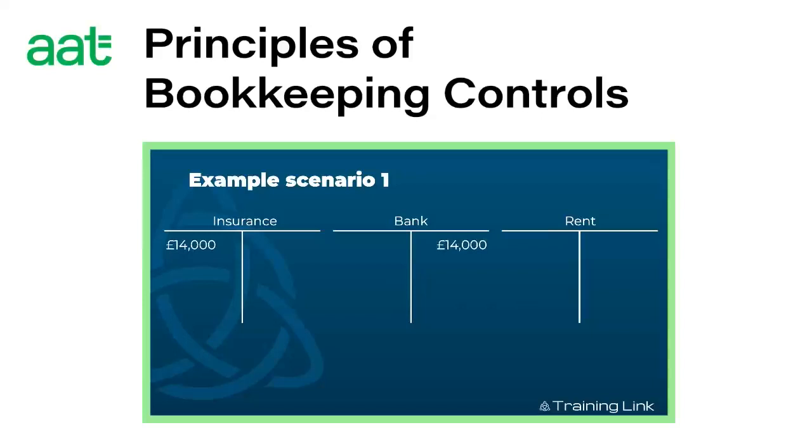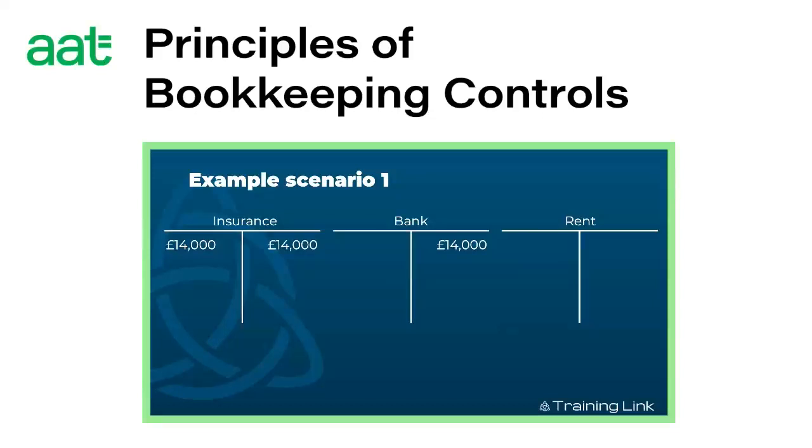Okay, let's start out with what's actually happened. We've debited the insurance account for £14,000 and we've credited the bank account for £14,000. So we're happy with the bank entry, but what we need to do is clear that insurance account, and we need to have £14,000 instead on the debit side of the rent account. So in order to correct that, we would start off by crediting our insurance account.